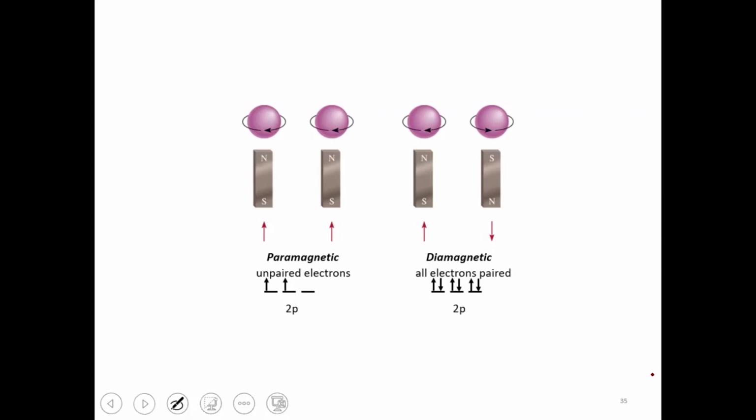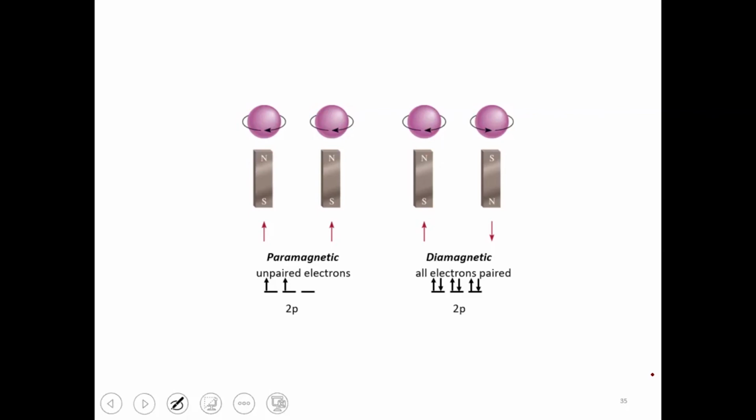The one on the right is showing us what we found with neon, where the whole 2p subshell was full. Each orbital has 1 electron with spin up, 1 electron with spin down. In other words, all the electrons are paired, which means each electron's spin is matched by another electron's opposite spin. And therefore, all the magnetic fields cancel out. This is called diamagnetic. And it's interesting, but you can do an experiment.